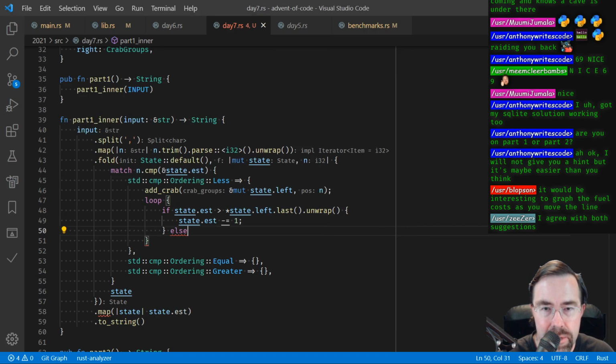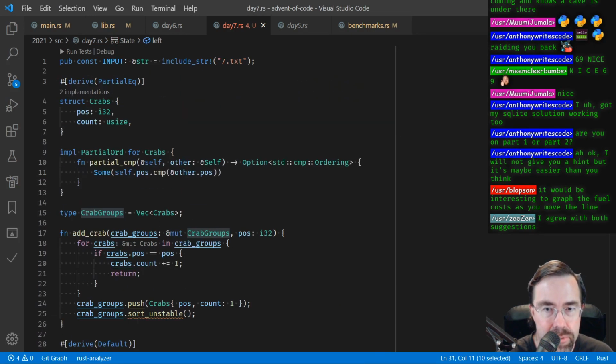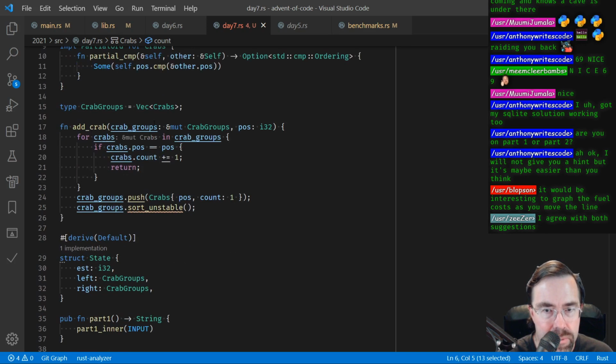So I'm trying to model this by having crab groups, and crab groups are vectors of crabs, and a crab is a position and a number of crabs. And when we add a crab, we first see, is there already a group at that position? If so, we add another one. Hey, new friend. Otherwise, we have a whole new group of crabs.